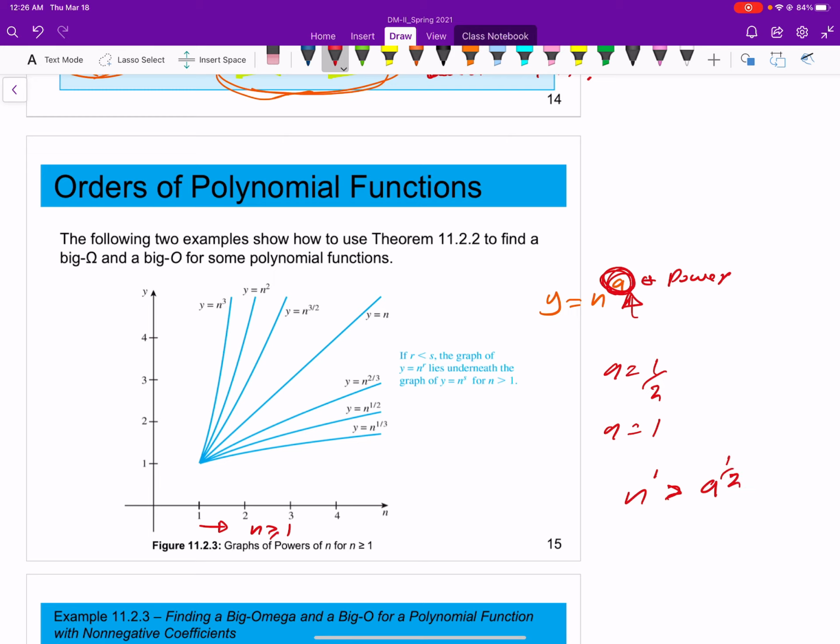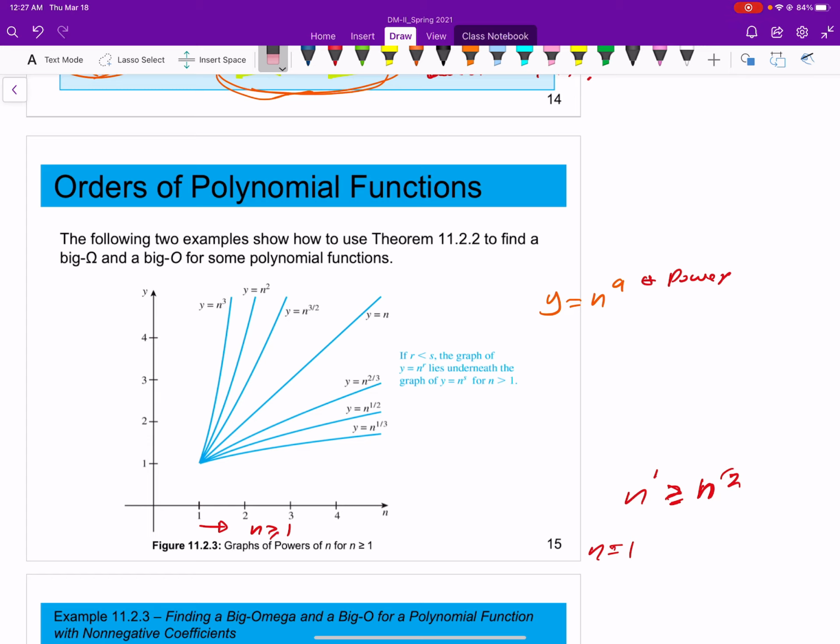Okay, when n is greater than or equal to 1, you could put the equal sign when n equals 1. When n equals 1, the left hand side equals the right hand side. Otherwise, n to the power 1 is always greater than n to the power half. That's what I want to say. When the power is bigger, the graph goes above the other function.